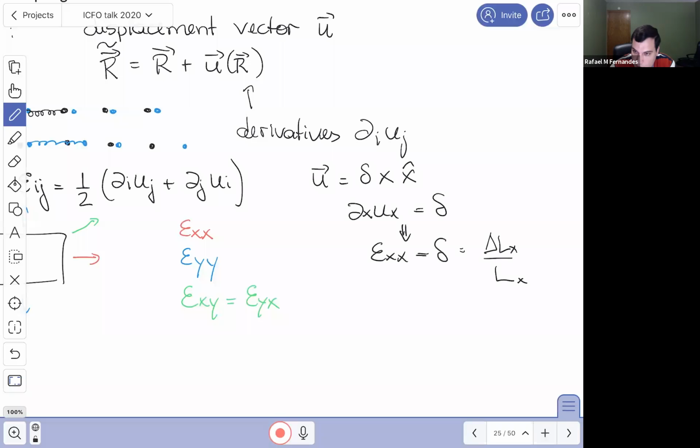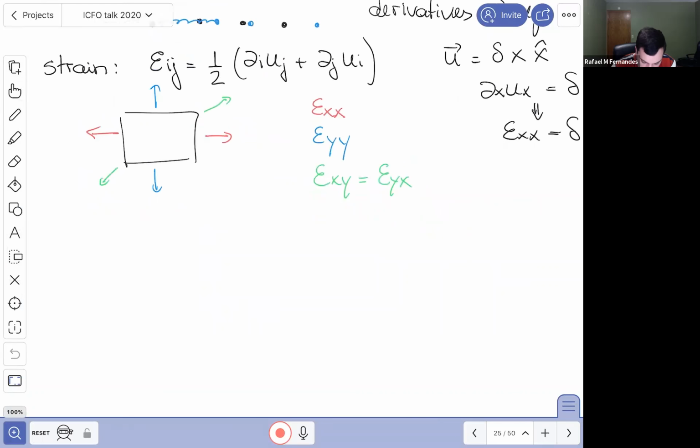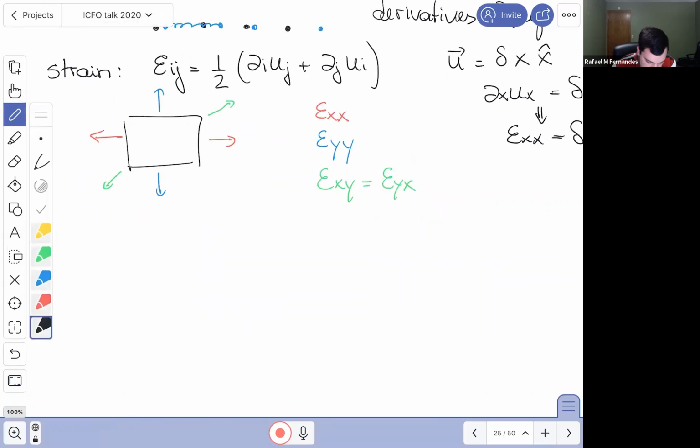So delta positive means that I'm expanding. That's what I call tensile strain. Delta negative means that I'm compressing. This is what we call compressive strain. And you can apply this along any direction. Now, how does this couple to nematic order? You can use symmetry, right? And I can write down the free energy.